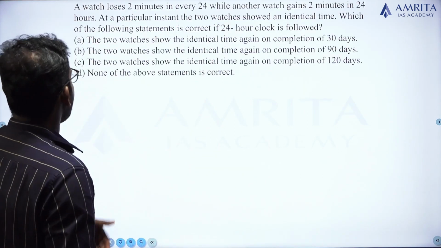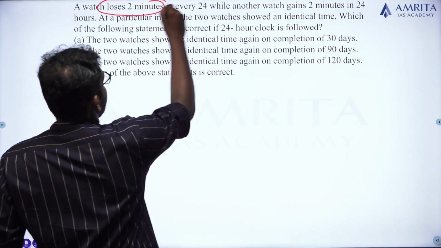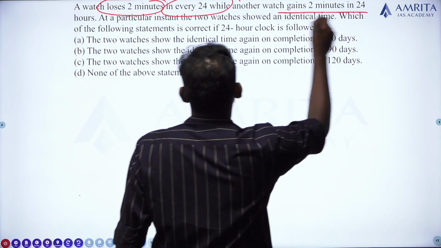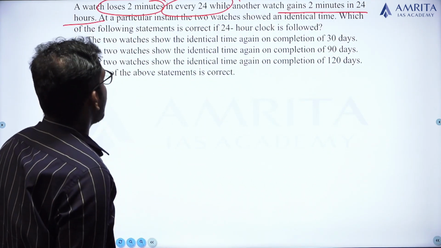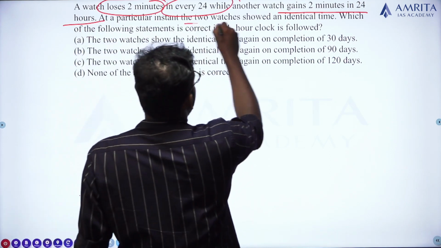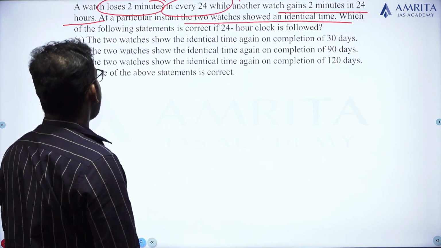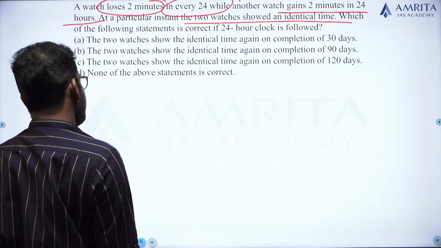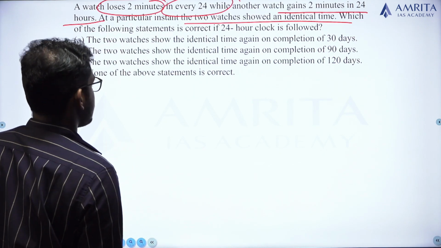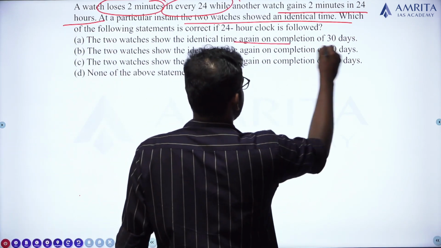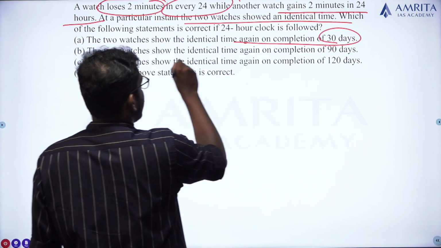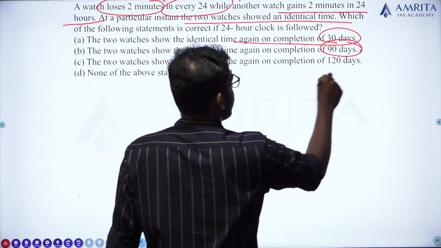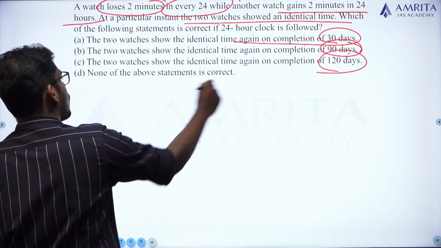Next question. A watch loses 2 minutes in every 24 hours while another watch gains 2 minutes in every 24 hours. At a particular instant, the two watches showed an identical time. Which of the following statements is correct if the 24-hour clock is followed? Option A. The two watches show the identical time again on completion of 30 days. Option B. On completion of 90 days. Option C. On completion of 120 days. Option D. None of the statements is correct.